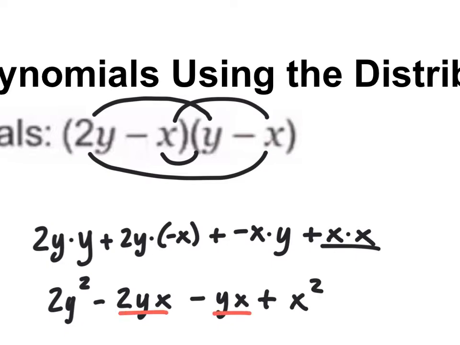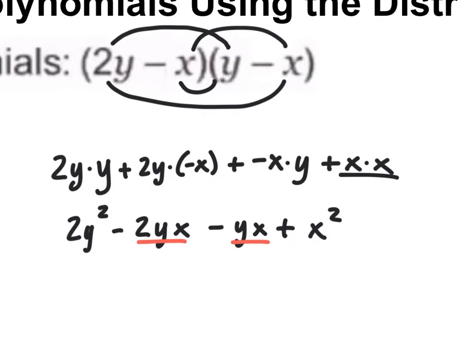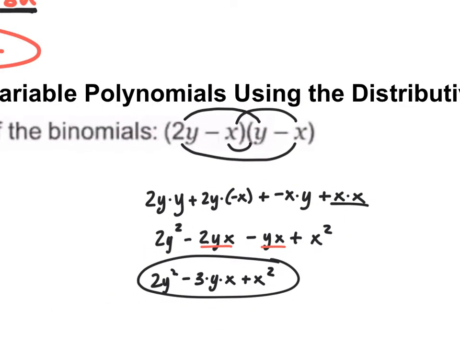They have a common y and an x. Remember, I'm just going to keep my variables and add my numbers. So I've got 2y squared minus 3 times y times x, and then plus an x squared. I'm going ahead and call that done. I don't need to do anything else with that.